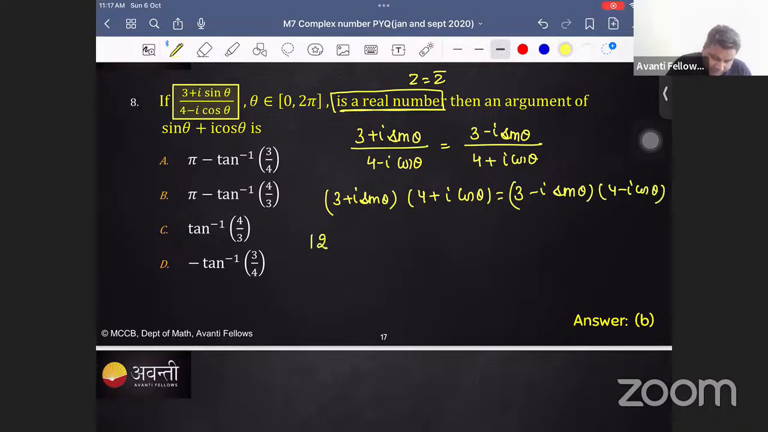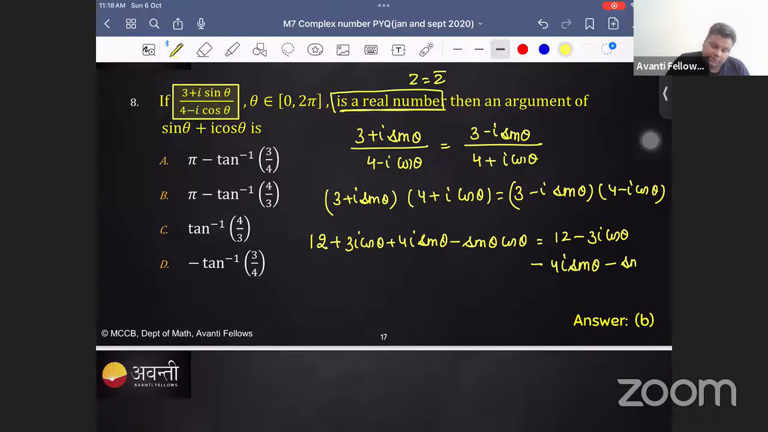So it is 12 + 3i cos θ + 4i sin θ − sin θ cos θ is 12 − 3i cos θ − 4i sin θ − sin θ cos θ. You got this? Now this 12 cancels, sin θ cos θ cancels.